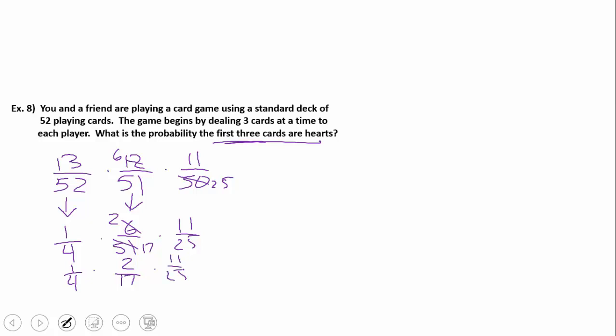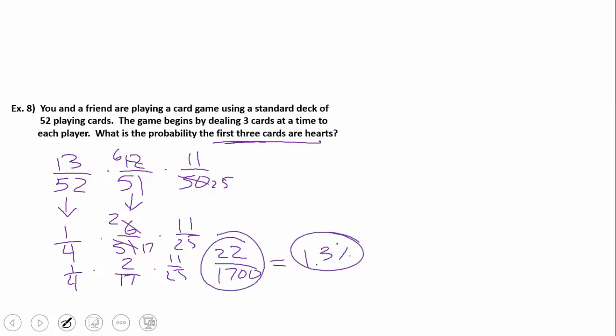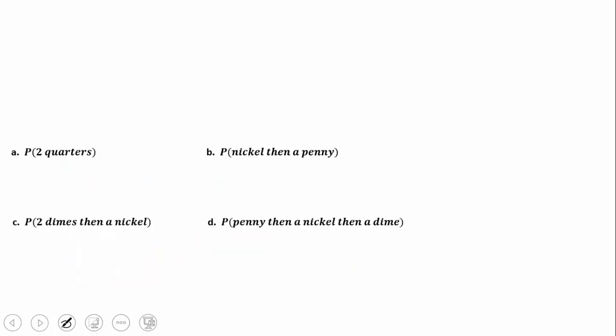And when I do that, I have 22 over, well, 4 times 17 times 25 happens to be 1,700. And when I divide 22 by 1,700, I get 1.3% chance. So yeah, you wouldn't understand it if I said, hey, you got a 22 out of 1,700% chance, well, or probability. 1.3% makes a lot more sense.